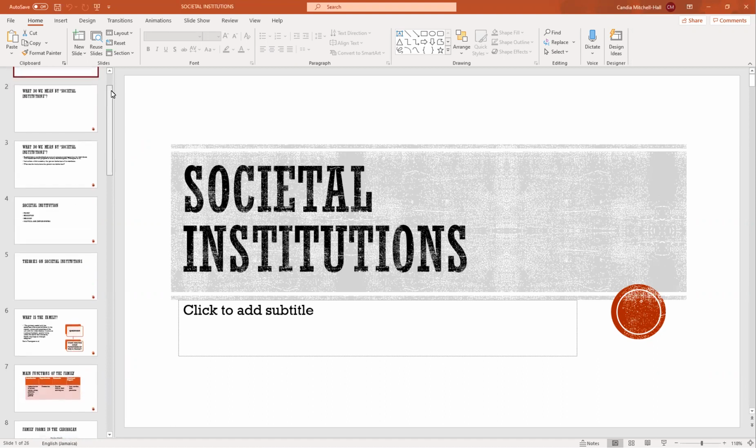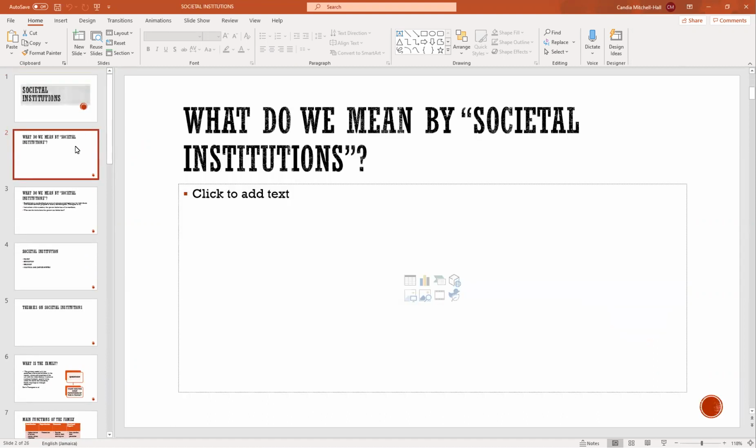So today we're going to start societal institution. And the first thing that we need to know is what do we mean by societal institution? Now, when you hear the word societal institution, what comes to mind? Abigail Green. Yes, sir. When you hear the word societal institution, what comes to mind? What type of institutions pop in your head?